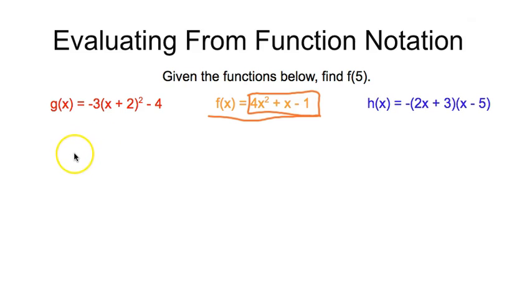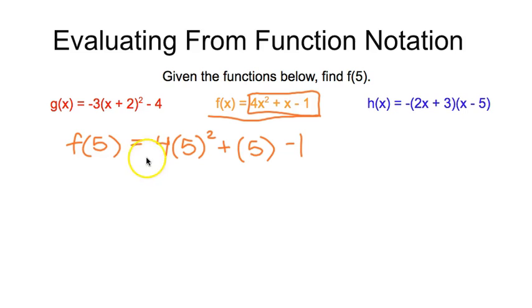So here's what I'll do. I'll take f when x is equal to 5, and then my recipe, my formula, my expression, tells me to take 4 times whatever x is, 5 in this case, squared, plus x again, so another 5, minus 1. And now in order to find f of 5, all I have to do is evaluate that expression.